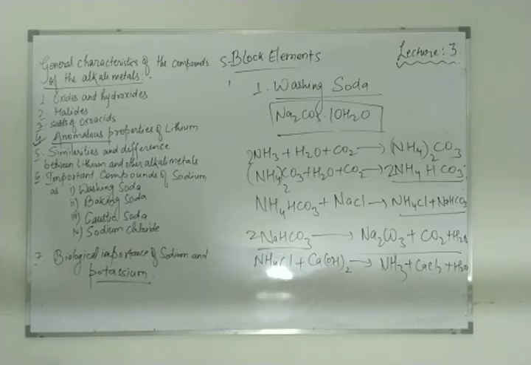To obtain pure sodium chloride, what do we do? We take the crude salt, dissolve it in the minimum amount of water, and filter to remove the insoluble impurities. The solution is then saturated with hydrogen chloride gas. Crystals of pure sodium chloride separate out.